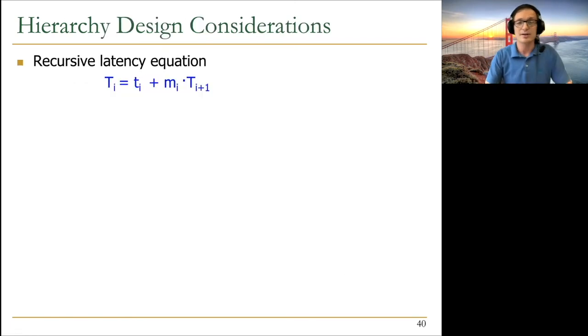Okay, so this is the recursive latency equation then. The perceived access time of a level, I, is equal to the intrinsic access time of that level, I, plus the miss rate at that level, I, times the perceived access time of the next level in the hierarchy. So if I is one, that's L1. This large TI plus one is L2's perceived access time over here.